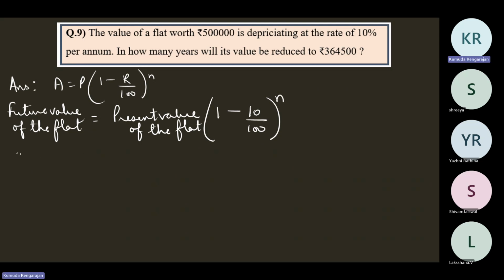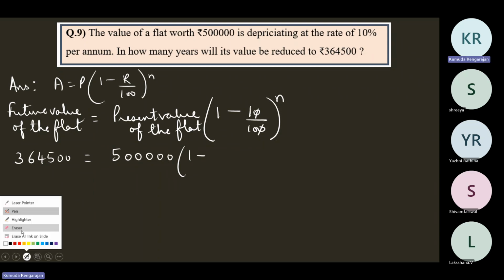So the future value, 3,64,500, is equal to the present value, 5 lakhs, times 1 minus... you can simplify this, 0 and 0 get cancelled. Let me substitute and do that in the next step.